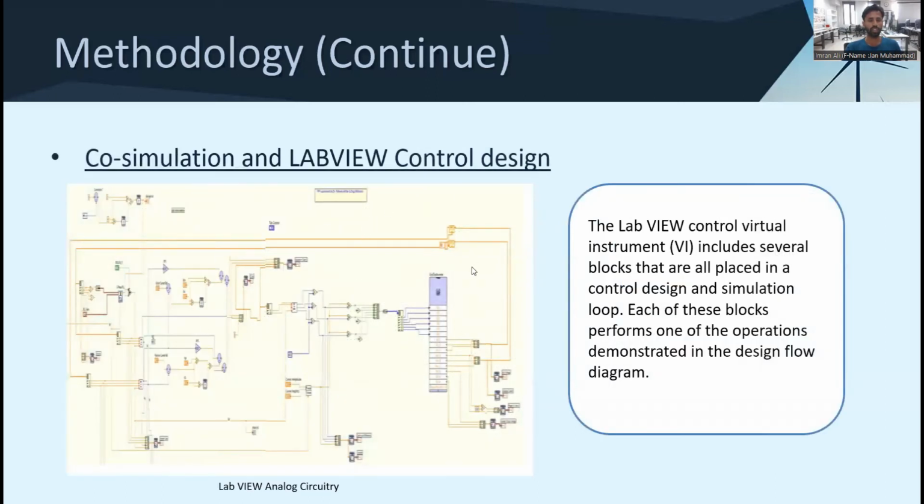This is the co-simulation at the LabVIEW control that has been implemented in LabVIEW, and the co-simulated block has been imported from Multisim in the LabVIEW.